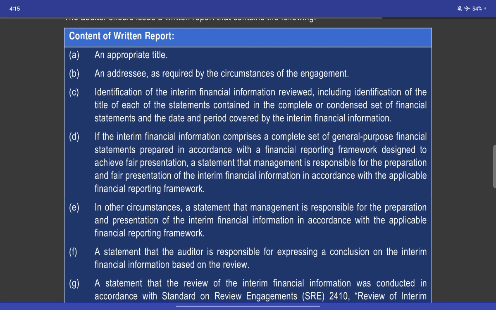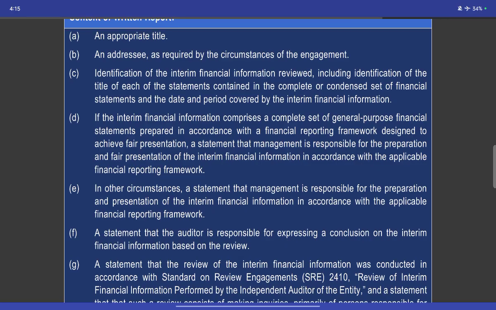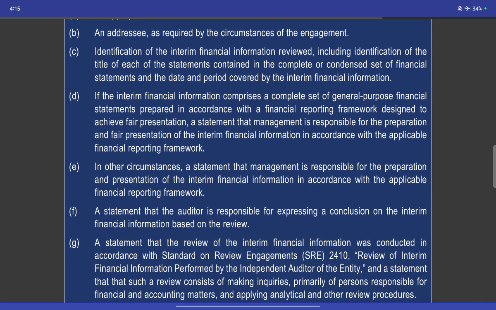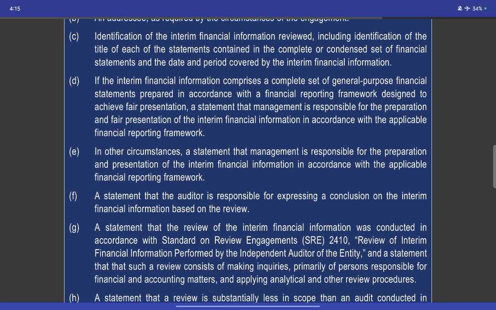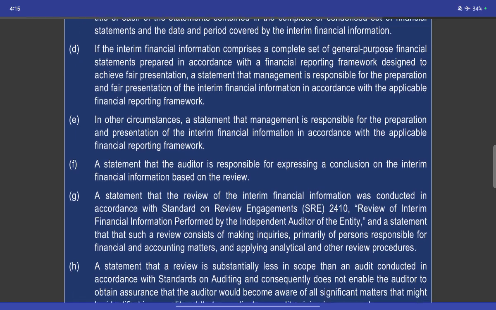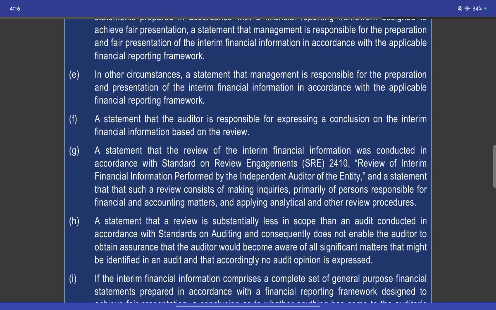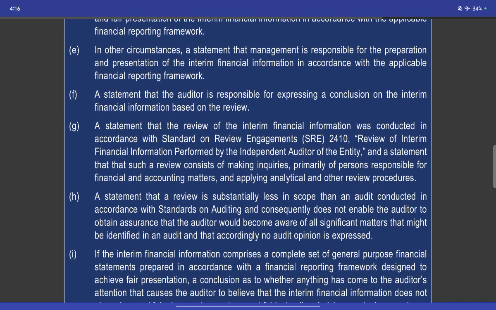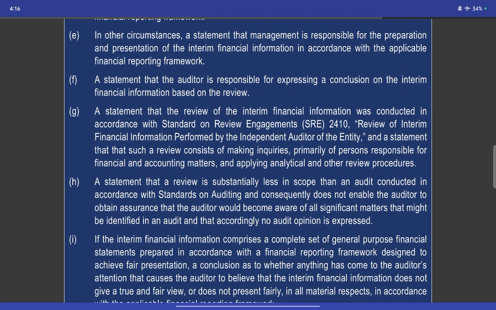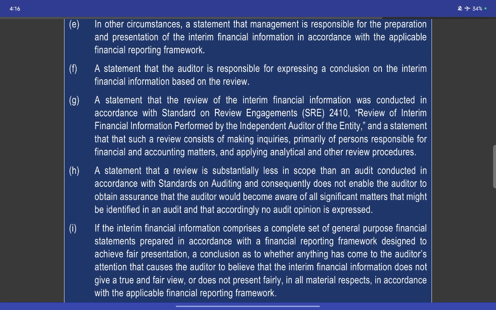If the interim financial information comprises a complete set of general purpose financial statements prepared in accordance with a financial reporting framework designed to achieve a fair presentation, a statement that management is responsible for the preparation and fair presentation of interim financial information in accordance with the applicable financial reporting framework. In our circumstances it is stated that the management is responsible for the preparation and presentation of interim financial information in accordance with the applicable financial reporting framework.